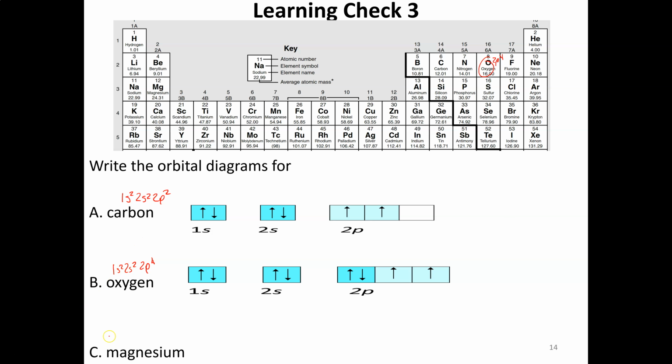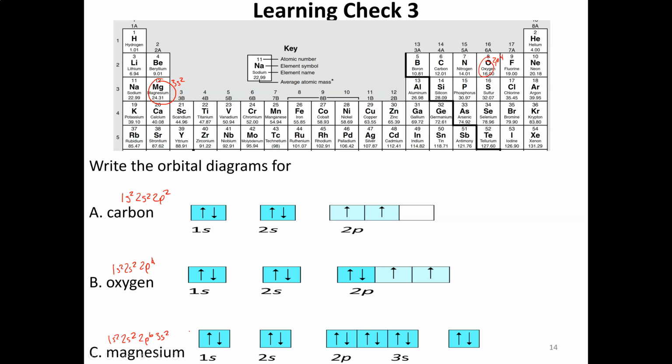All right, magnesium, the last one. What do I do for that? 1s2, 2s2. Magnesium right here in case you can't see it. So we end up at 3s2. That's our stop sign. So we're going to keep on going until we get to 3s2. So 2p6, 3s2. And then voila. So this one is diamagnetic.